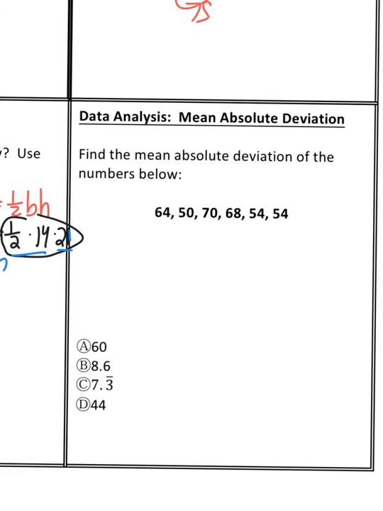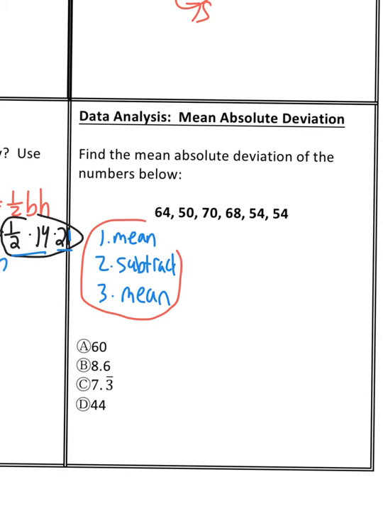Okay, last one. Oh, mean absolute deviation. I bet you forgot how to do this. Now remember, mean absolute deviation is like a mean sandwich. First you got to find the mean. Then you're going to subtract all the numbers from the mean. And then you're going to find the mean of those numbers. So if you did not do this, you need to write this down on your paper and write it on the other side when it's graded so that you know what to do.